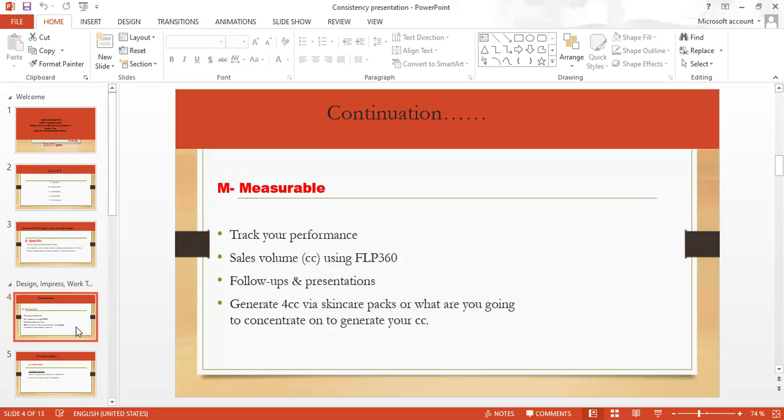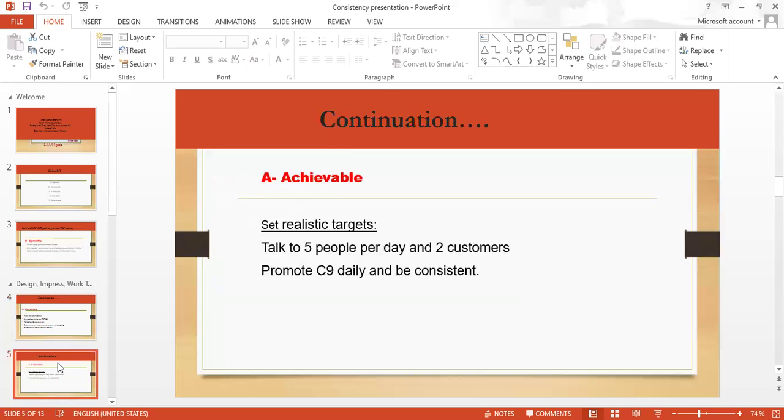And achievable. Don't just put goals out there because you want to put them out there. Make sure you are able to achieve it. How are you going to achieve it? Talk to 5 people every day, or talk to 2 customers every day. Promote whatever products you want to promote or concentrate on.